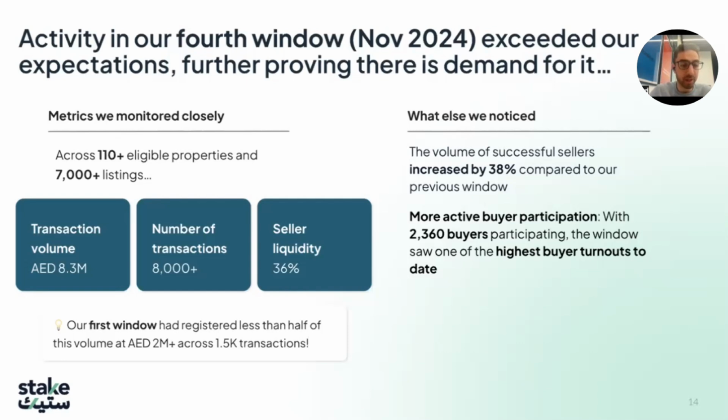One more point is that our first exit window, all the way back in May 2023, had just about half of this volume, so around 4 million dirhams or so, or 2 million, across just 1,500 transactions. So you can see the trajectory of where we were and where we are now. We went from around 2 million dirhams in volume to around 8 million in the last window, and from 1,500 transactions to about 8,000. So all in all, it's a very popular feature, and we invite you, if you haven't already, to visit the app to check it out.